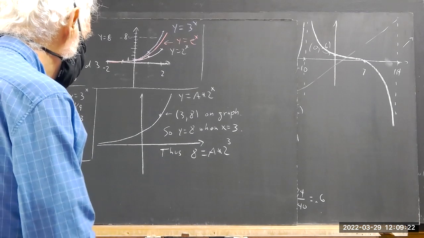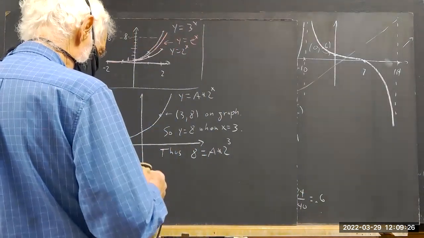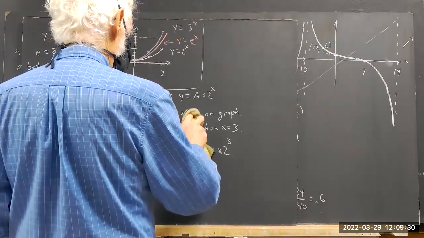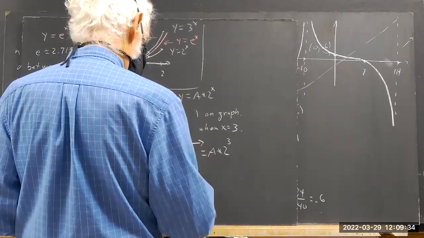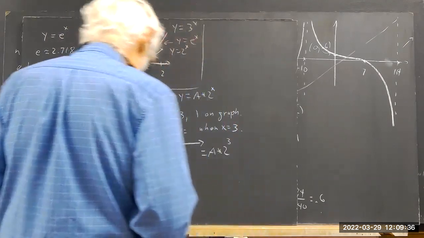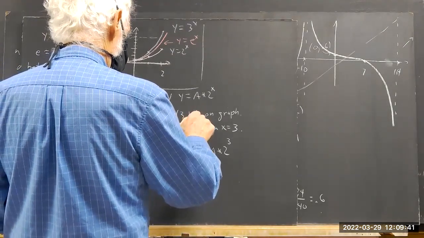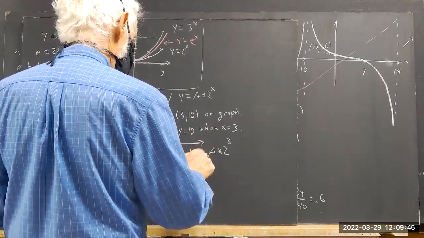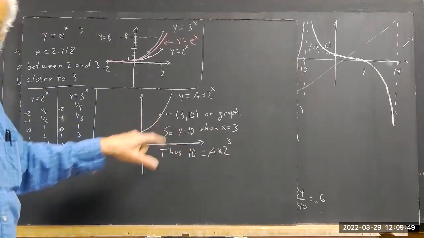You know, I knew I didn't want to use 8 there. I better change that 8. I'll change that 8 to 10. So now this says that y is 10 when x equals 3. Okay?